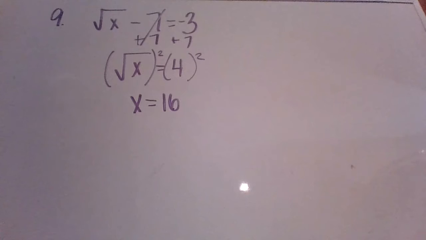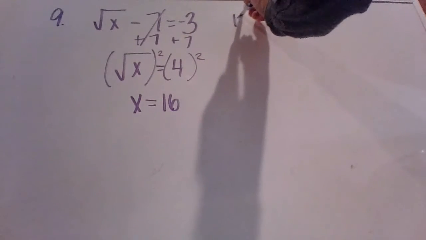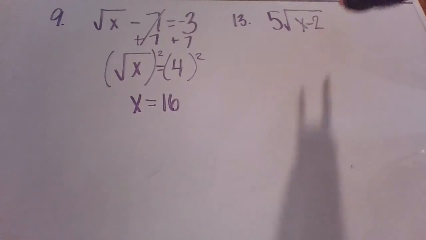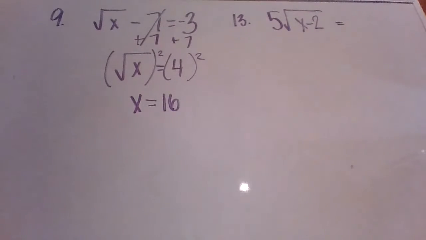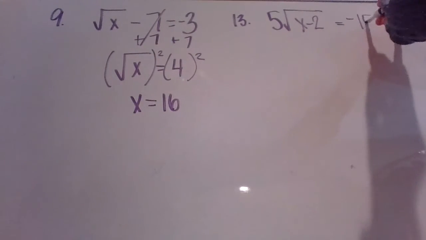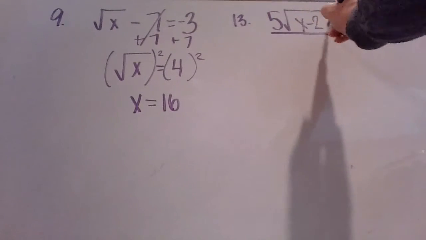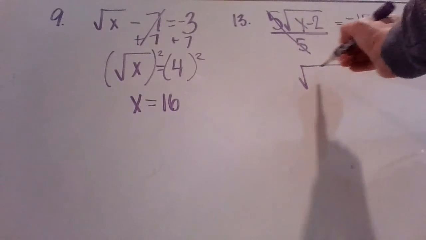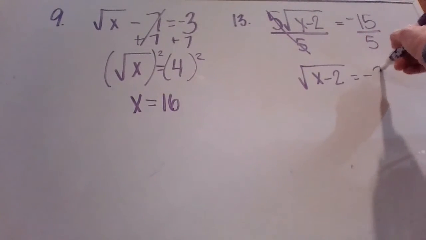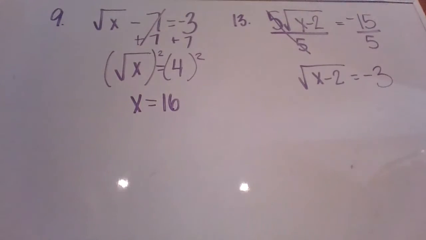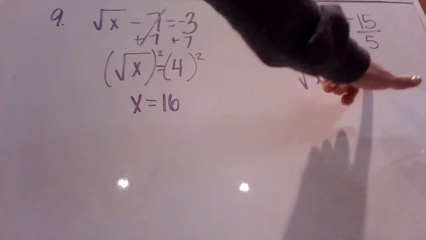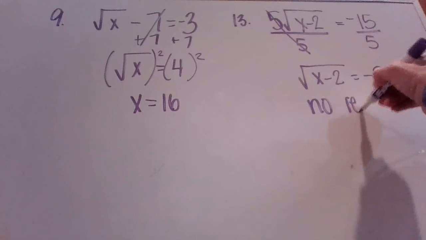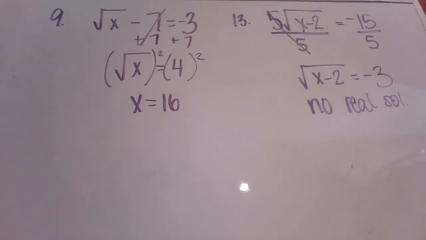Okay, let's skip to number 13. 13 is 5 times the square root of x minus 2 is equal to negative 15. On this one, we're going to divide both sides by 5 first. This cancels out, and I'm left with the square root of x minus 2 is equal to negative 3. Well, I can stop right there, because if you remember from the previous lesson, you cannot have a negative as the answer of a square root. So this one, we would have no real solution as our answer.